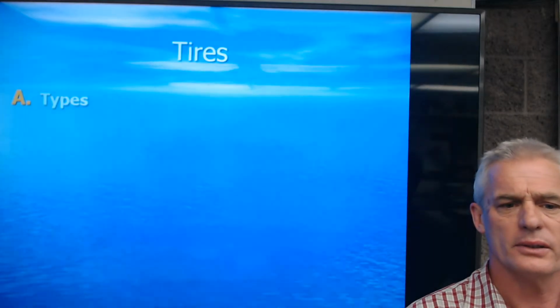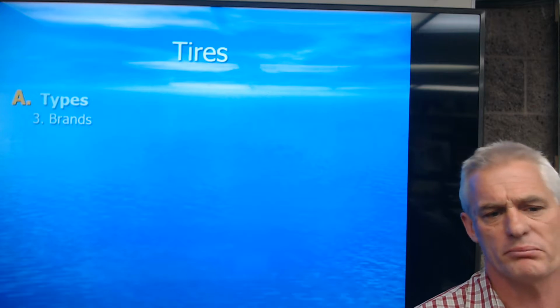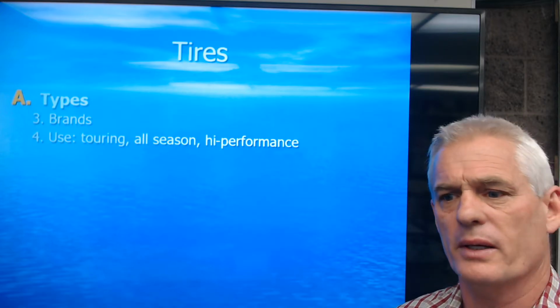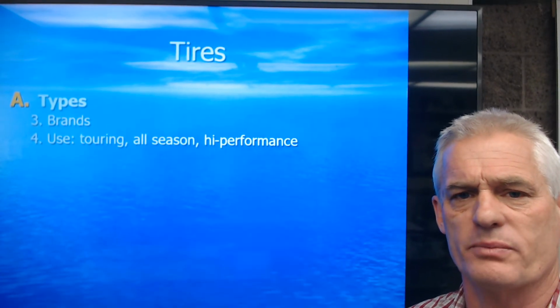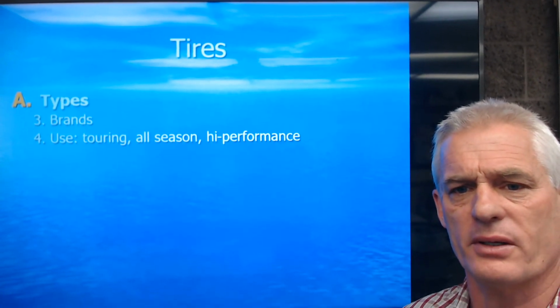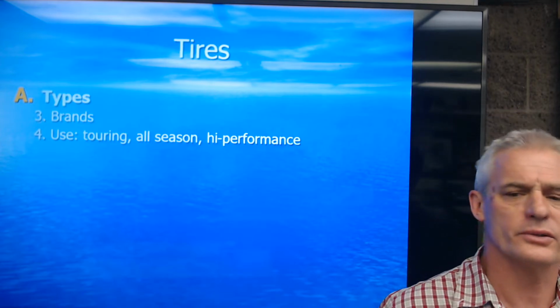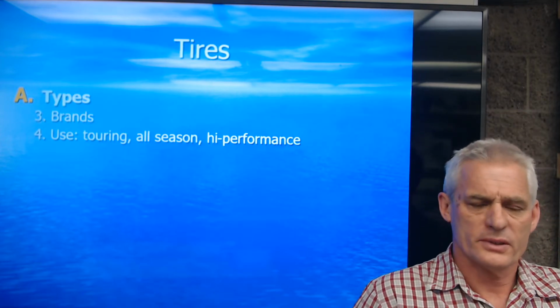Okay, let's continue. Types of tires. We've got different brands of tires, and we've got different uses of tires. So is there a difference between brands? Is Michelin really as good as everybody thinks they are? Is Toyo, or Pirelli, or BF Goodrich, or Kumho, et cetera?